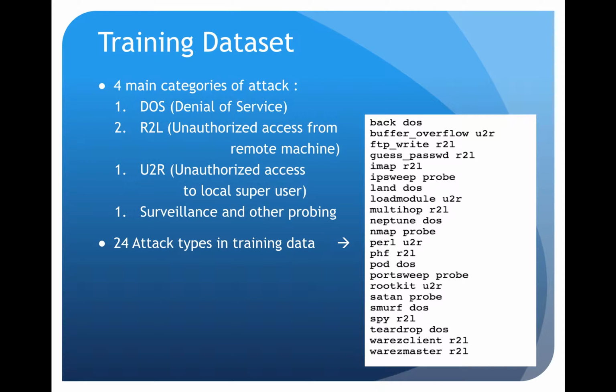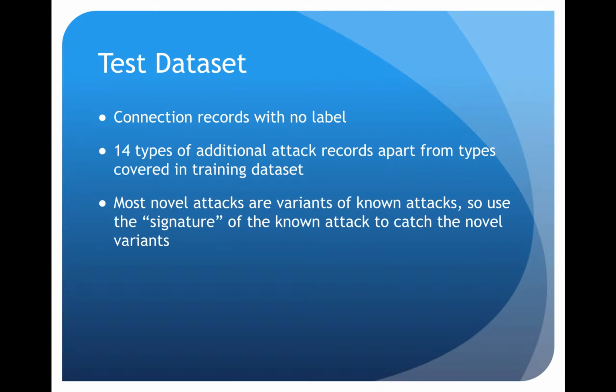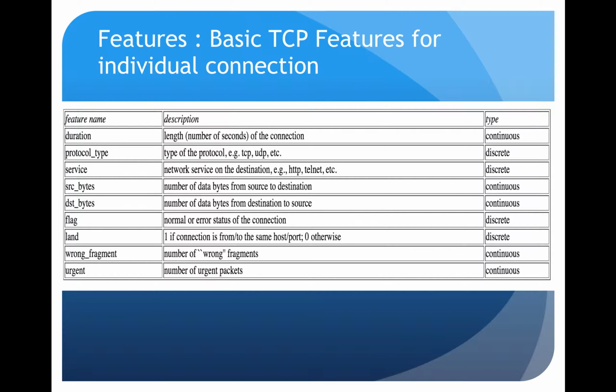In the training data set, there are about 24 attack types, and all these attack types can be grouped into four main categories of attacks, which are DOS, R2L, U2R, and surveillance or probing. In the test data set, there are 14 additional types of attacks which are not present in the training. So, how do I identify these attacks which are not present in the training data set? Well, every new attack is normally a variant of a past attack. So, if you have a signature of the past attack, you can easily identify the new attack types. So that's what we are going to try to do.